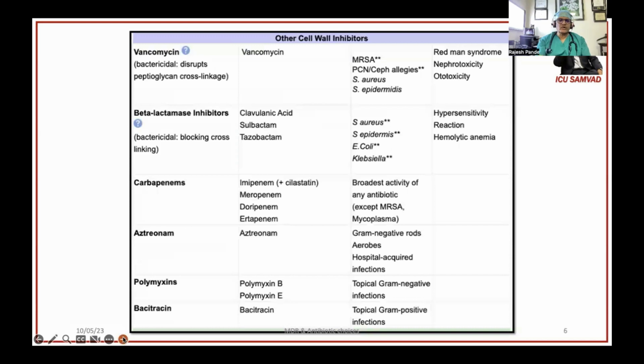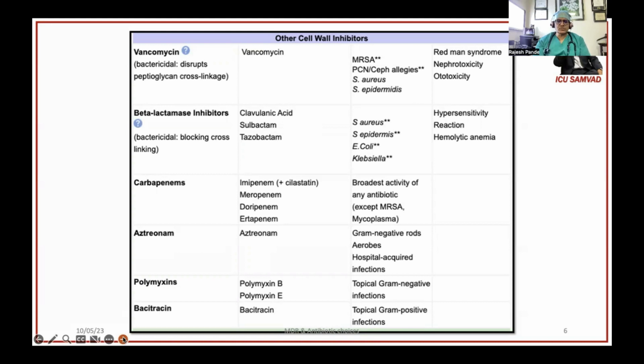We have vancomycin, which is bactericidal because it disrupts peptidoglycan cross-linkage, for MRSA and Staph aureus, Staph epidermidis. We know the problems. They are asked in the exam: Red man syndrome, nephrotoxicity, ototoxicity. Then we have the beta-lactamase inhibitor groups, where the conventional or older ones are clavulanic acid, sulbactam, tazobactam. They are all bactericidal because they block the cross-linking. They are effective against Staph aureus, Staph epidermidis, E. coli, Klebsiella. The newer ones, which include avibactam, relebactam, vaborbactam, we'll discuss later. The problem is again hypersensitivity and hemolytic anemia.